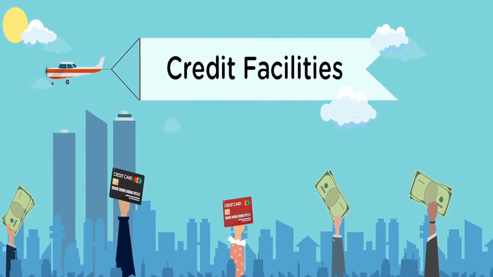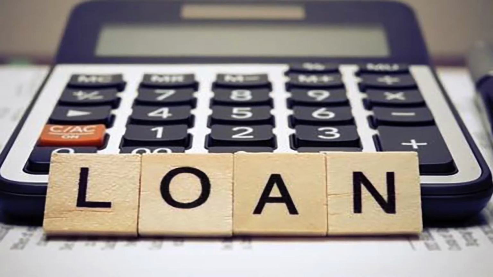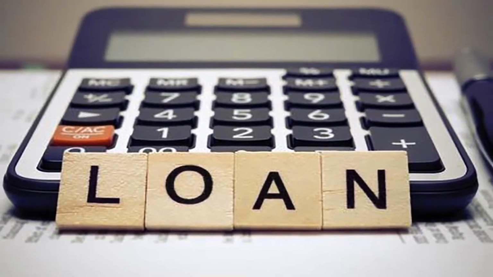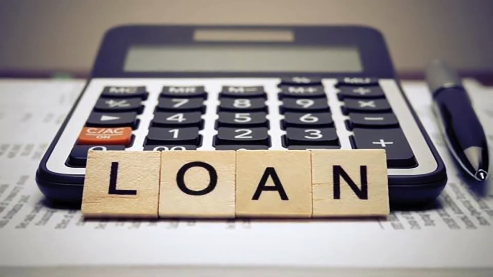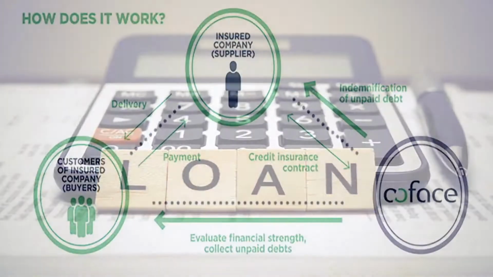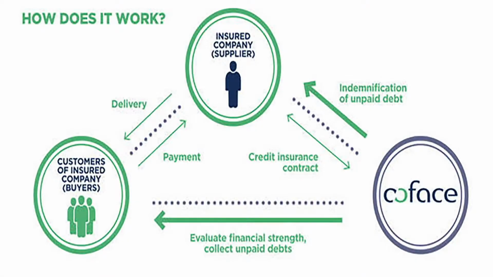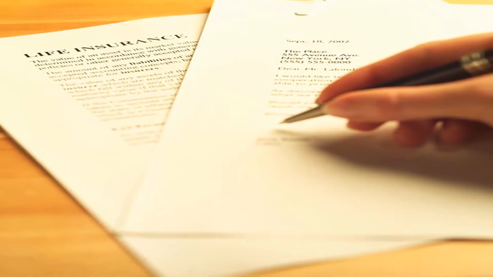Then, insurance provides credit facilities. Above all, businessmen are in a position to raise loans and get credit facilities from various financial institutions and banks by pledging their insurance policies, and in case the insured trader becomes unable to return the loan or credit, the financial institutions can recover their amount out of the policy surrender value.